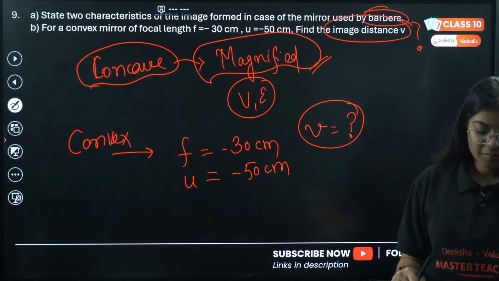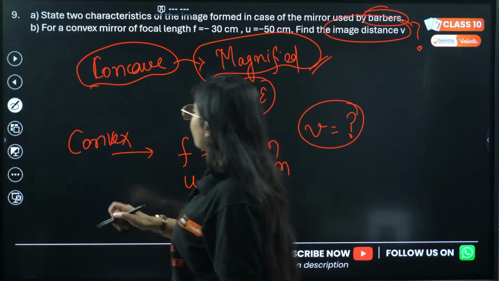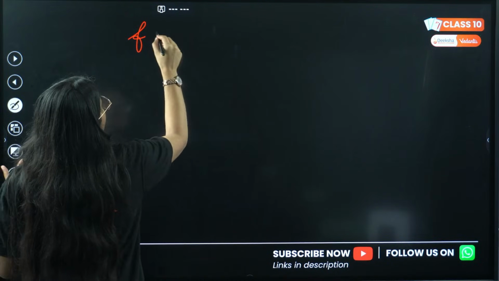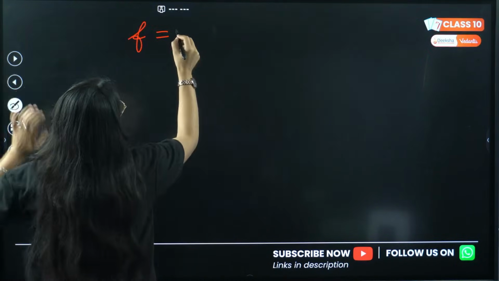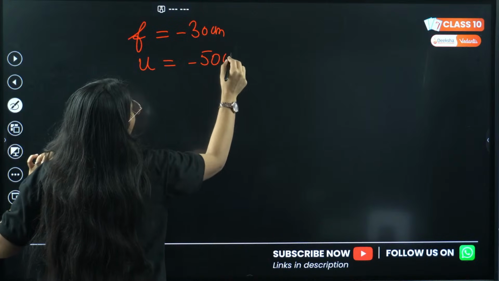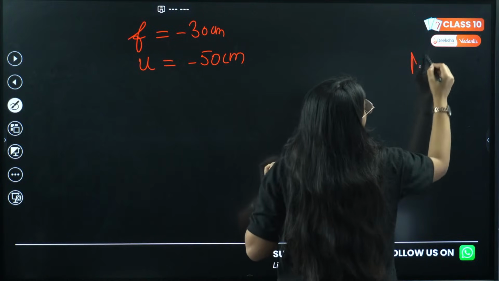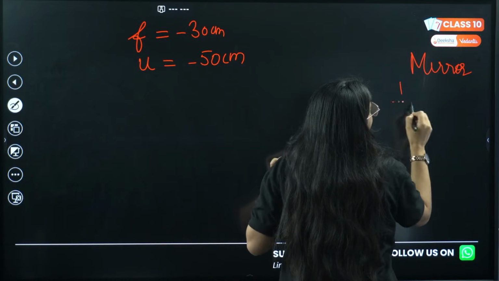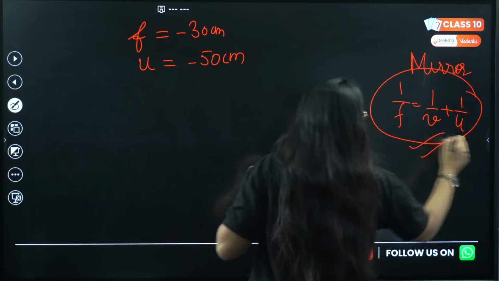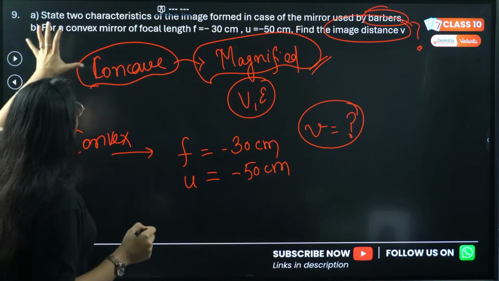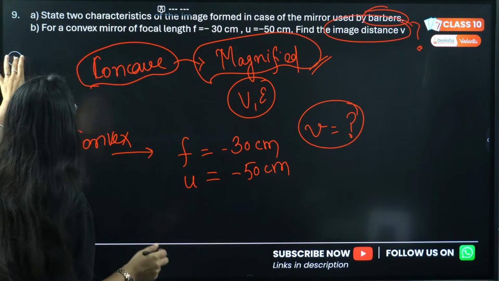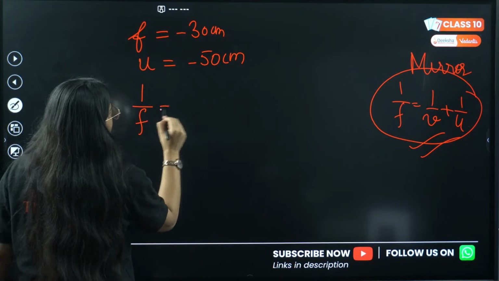Ma'am, how do I remember the formula? You just see, the formula is very easy. Let me explain to you guys. Focal length was given as minus 30 centimeter and my object distance is given as minus 50 centimeter. So for mirrors, 1 by f equals 1 by v plus 1 by u. See carefully whether it is given as mirror or lens, because the lens formula is different and the mirror formula is different. So be very careful.